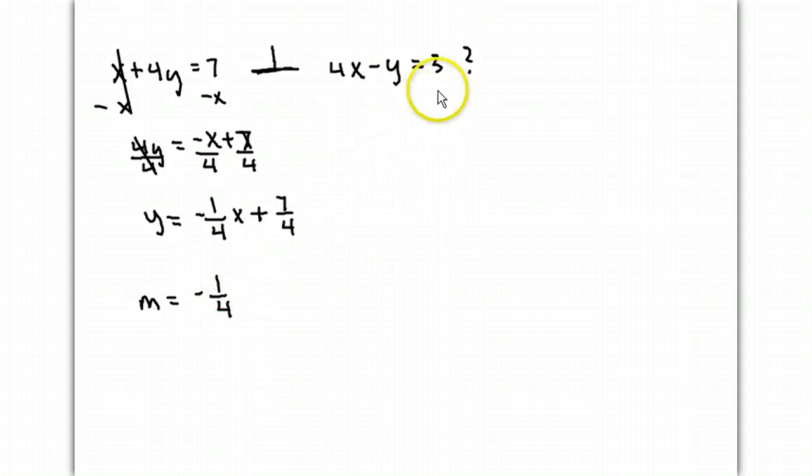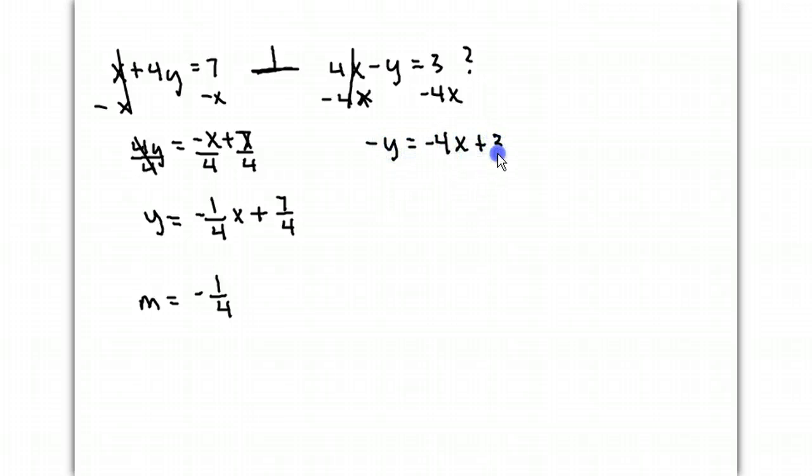So you need to find the slope on the other side and determine if they're perpendicular. Remember, if you have a slope of negative 1/4, a perpendicular slope would be that flipped, which is 4, and the sign change, which would be positive 4. So let's check this one out. You would subtract 4x from both sides, and that will leave you with negative y equal negative 4x plus 3.